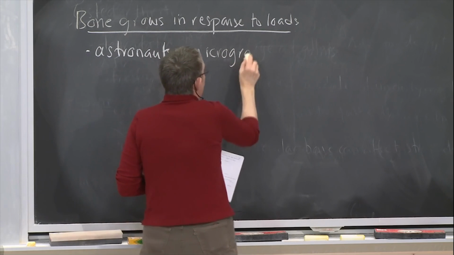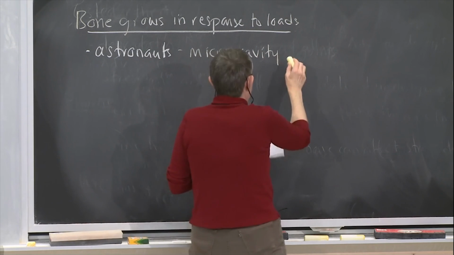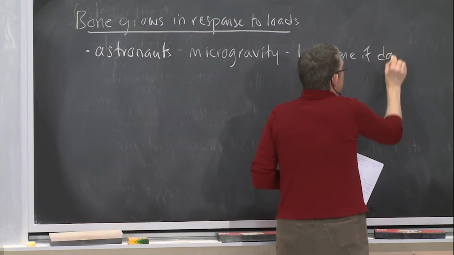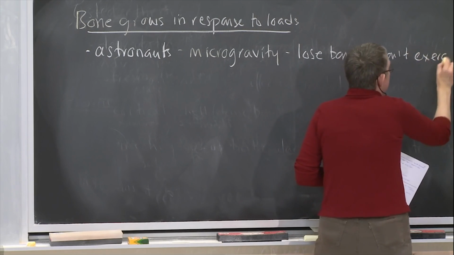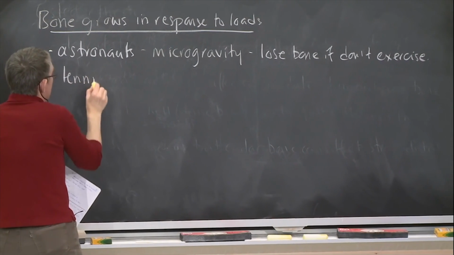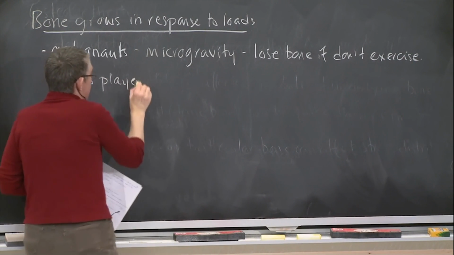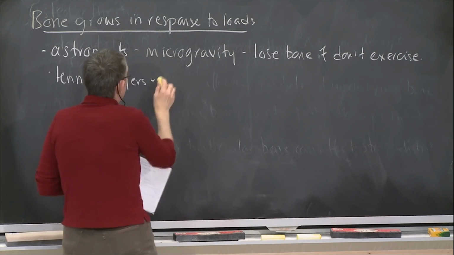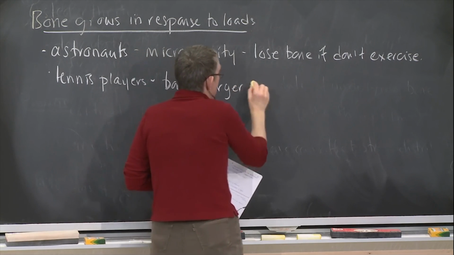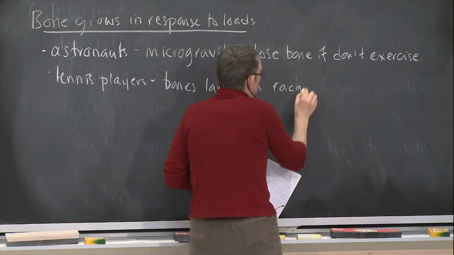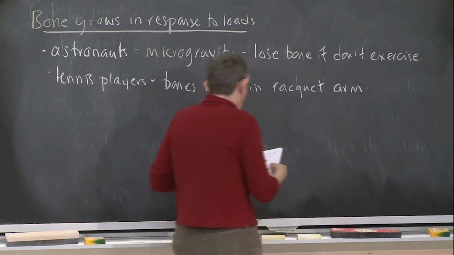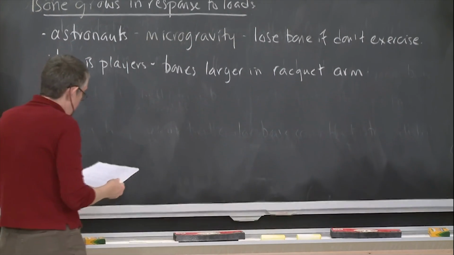So in microgravity, they would lose bone if they don't exercise. And tennis players, so the bones get larger in the arm that they hold the racket with.